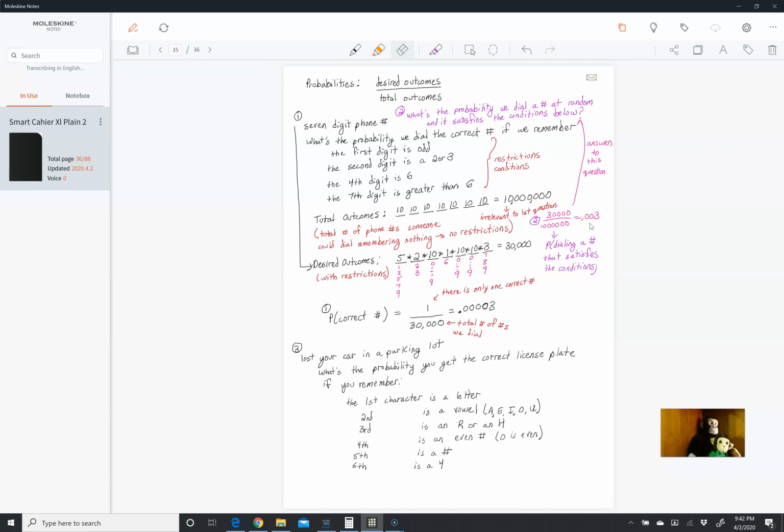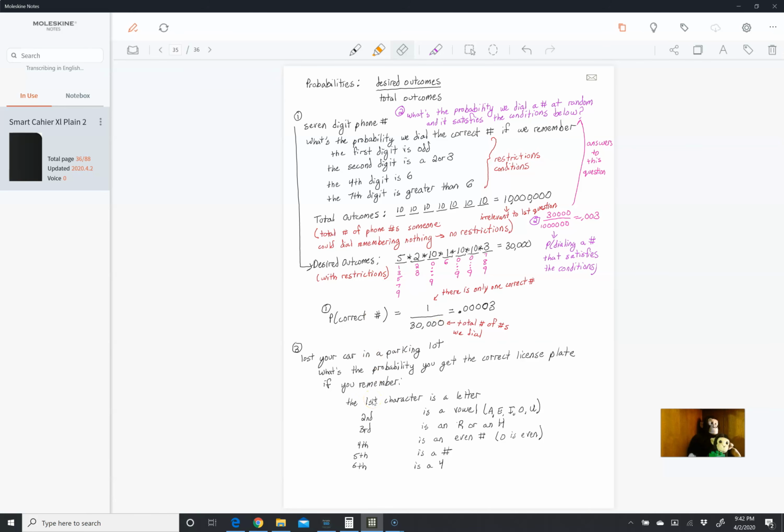So notice in one question, we're asking the probability that we satisfy the conditions. And then in the other question, we're asking for the probability of a correct number. So correct number has a 1 in the numerator. And then these desired outcomes, the ones with the restrictions, is what goes in the denominator. When we're talking about satisfying the conditions, then this desired outcomes, it goes in the numerator, and the 10 million goes in the denominator. Okay. Now we're going to do the same thing with 3 and 4. So we're going to do this one, correct one first.